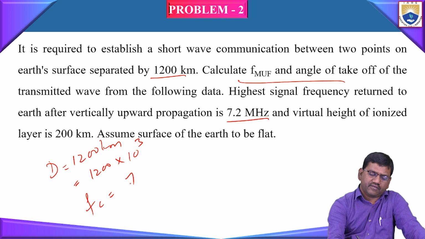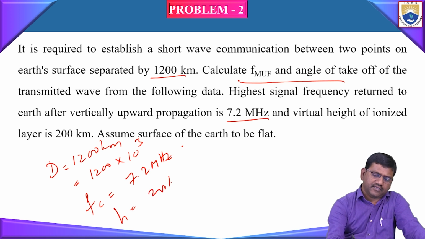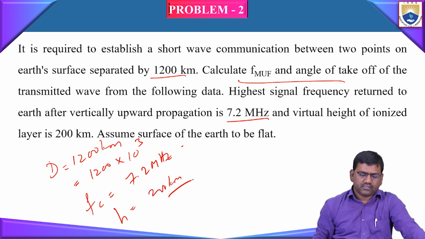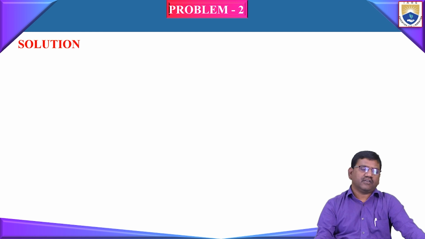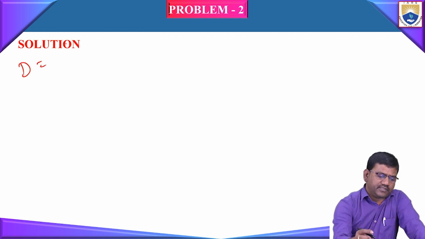It is 7.2 megahertz. And H, the height of the ionospheric region, is 200 kilometers. So we need to define all the alphabets which we have defined like this. D is equal to, D represents what?